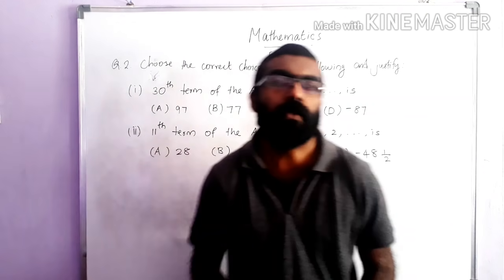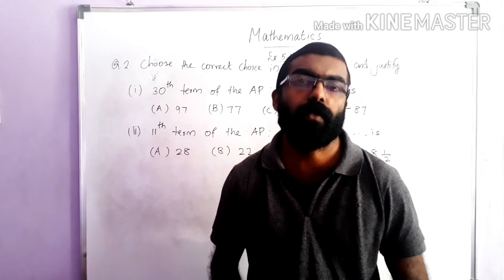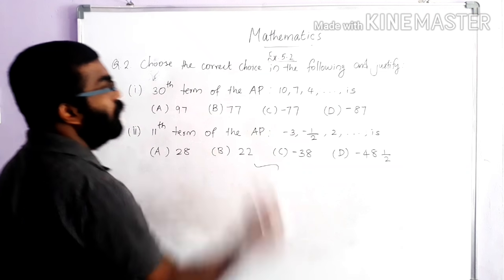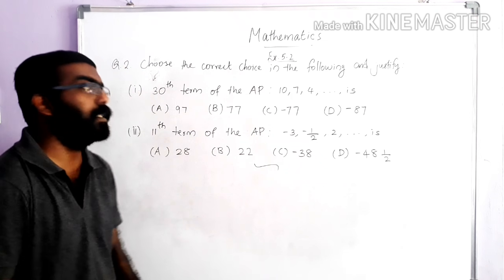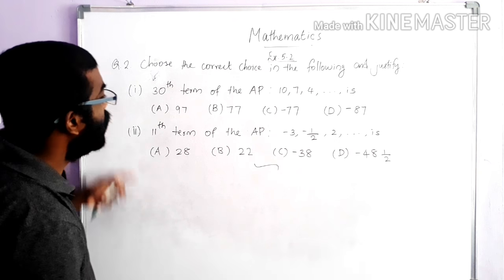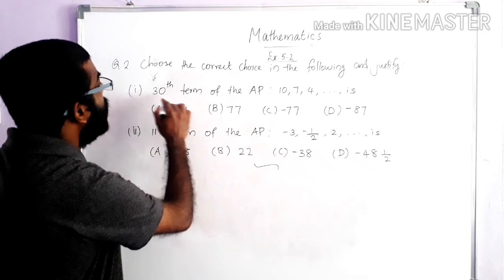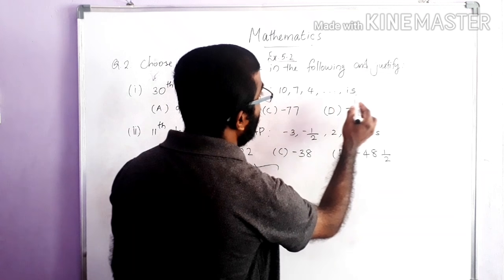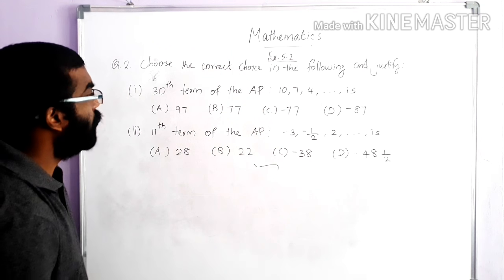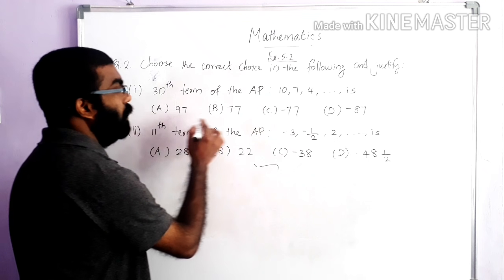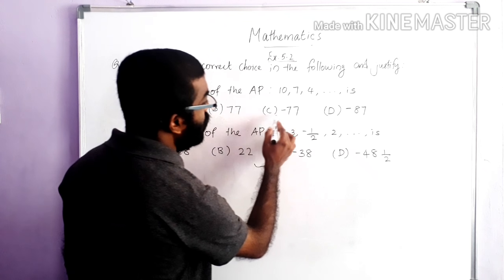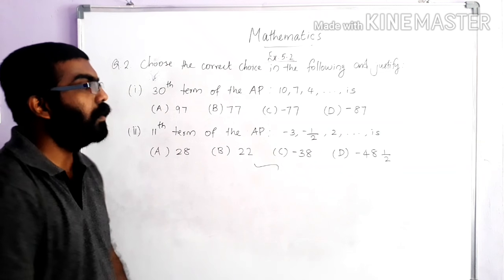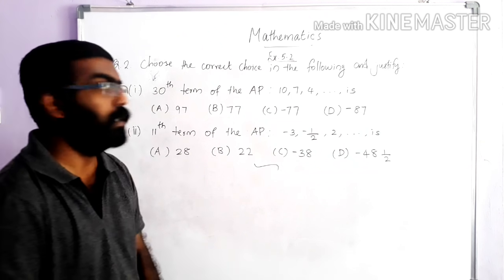Okay. Now we move on to the second question, and it's an objective type question. Listen. Choose the correct choice in the following and justify. That's the question. There are two sub questions. First one is 30th term of the AP 10, 7, 4, etc. is, four options are given. Option A 97, option B 77, option C minus 77, and option D minus 87. We have to find the correct choice.